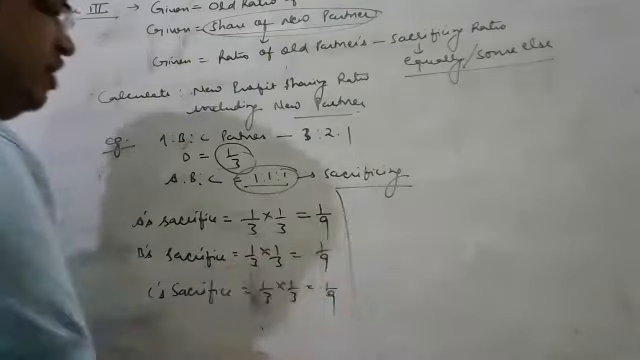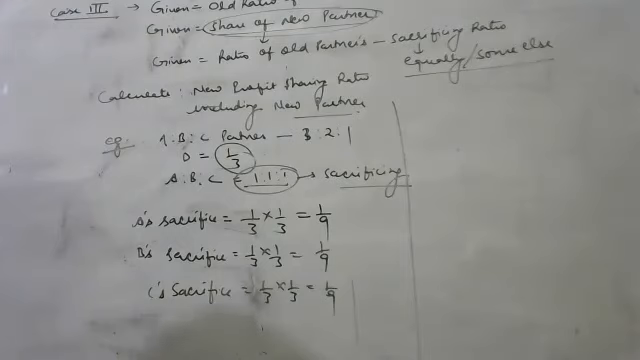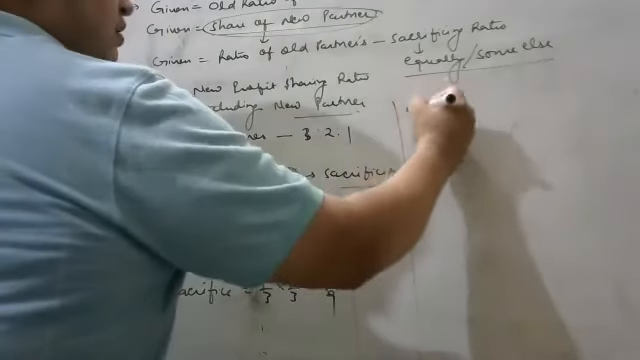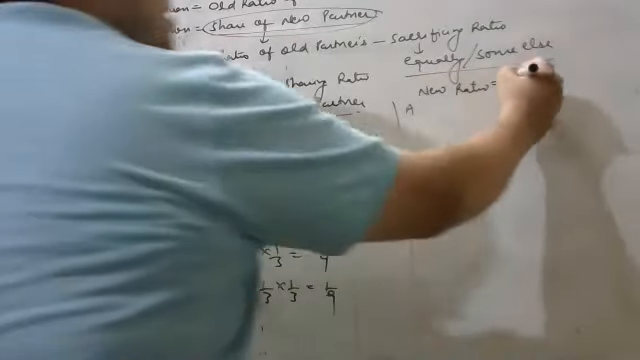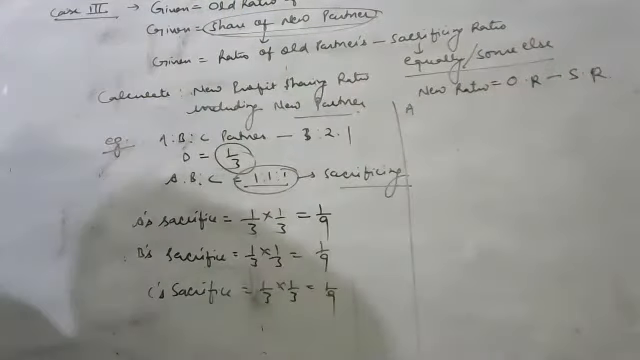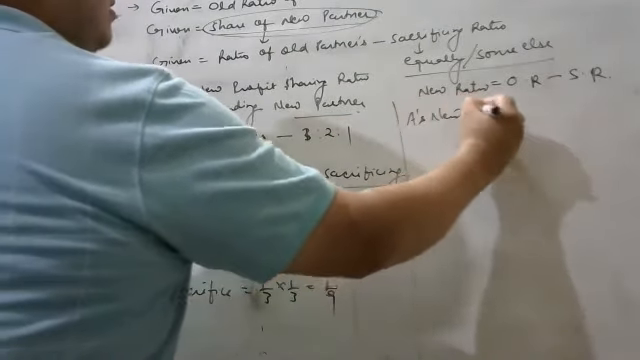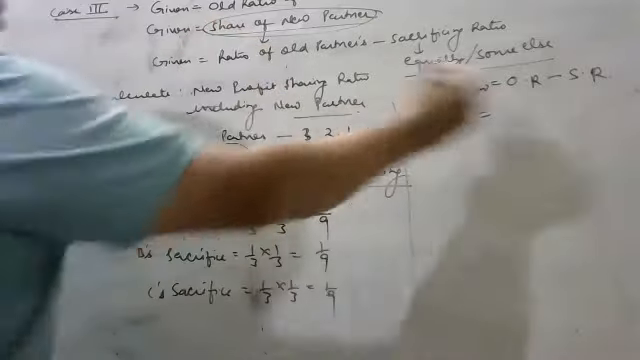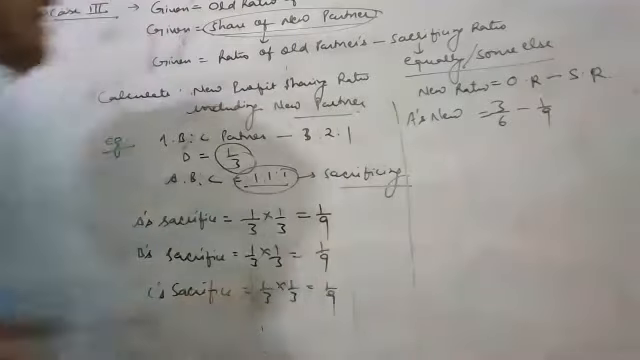Now we need to find out the new ratio of all the partners, that is A, B, C, D. The formula for the new ratio, you know this thing very well, that is old ratio minus sacrificing ratio. So you will get the new ratio. So I am here calculating A's new share. A's new ratio will be the old ratio of A, that is 3/6, और उसमें से उसका sacrifice कितना किया? 1/9.